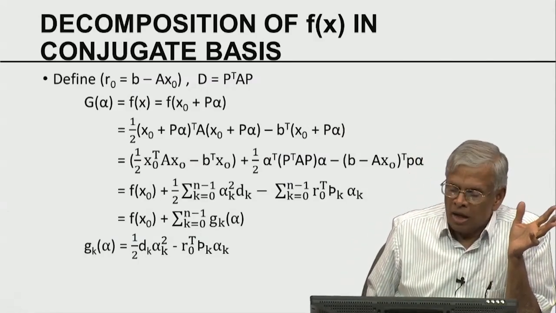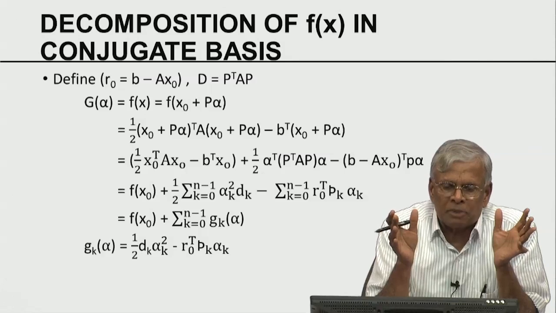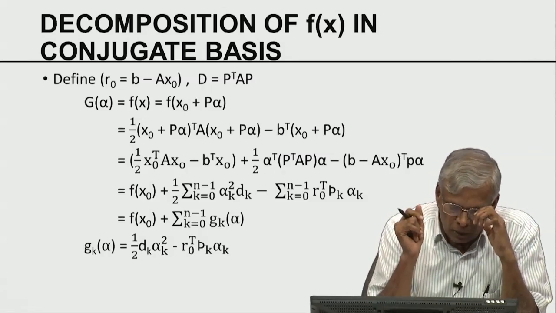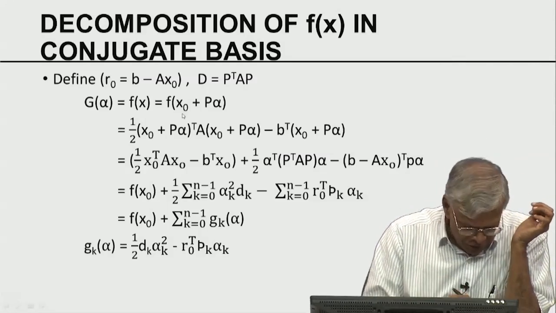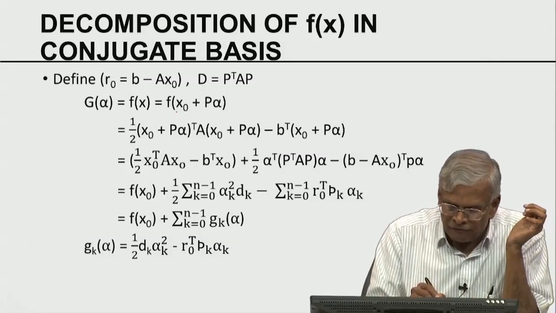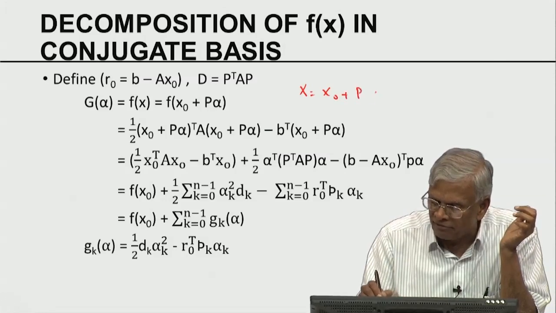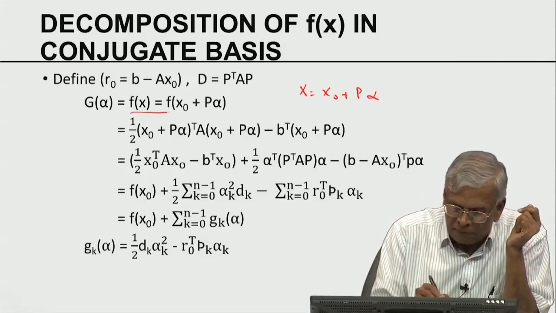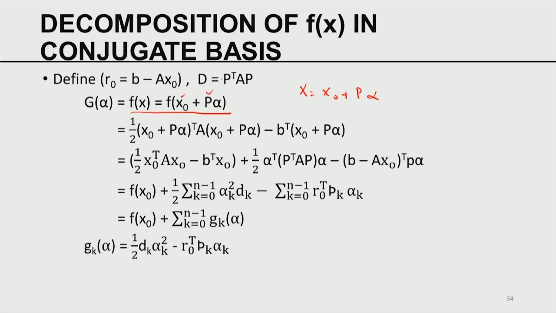So, what is the basic idea? I have been given f of x. F of x is given by 1 half of x transpose Ax minus b transpose x plus c. Therefore, if I substitute, any x we already know can be represented by x naught plus P of alpha. So, f of x can be replaced by f of x naught plus P of alpha. Since x naught is known, P is known, this is simply a function of alpha. I am going to call that function g of alpha. So, g of alpha is a new name to the same function f of x.